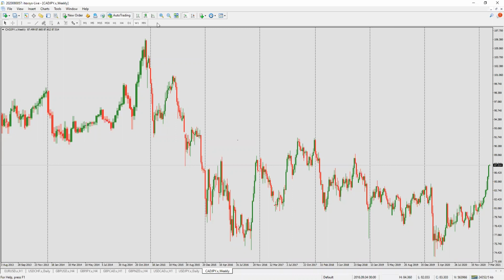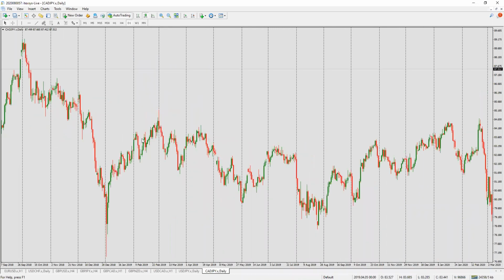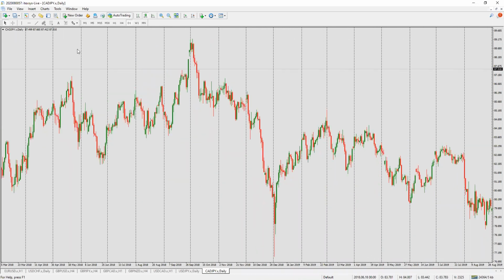We can check out on the daily how this level looks. And we do have the top here, again according to this daily chart. Here it is, and we can see the rally, base, and the drop.